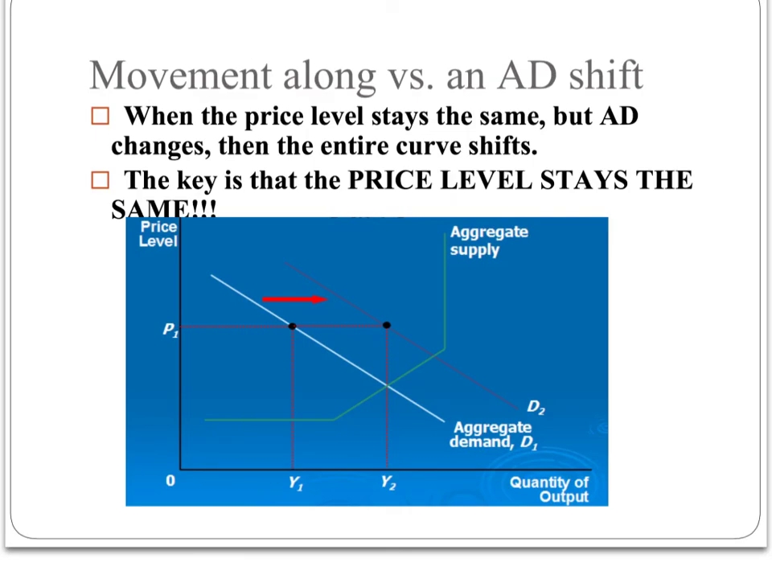In summary, movement along versus an aggregate demand shift. When the price level stays the same, or the problem stem doesn't say anything about price level, aggregate demand is going to change if that's in fact the question. The key is that the price level stays the same if we're going to have an aggregate demand shift. If the problem stem says price level decreases or price level increases or something very similar, then you start thinking to yourself, I need to be looking at a movement along the aggregate demand curve, not shifting the curve, but I'm still going to show that it's either an increase or decrease in the quantity of goods and the quantity of output along the aggregate demand curve.